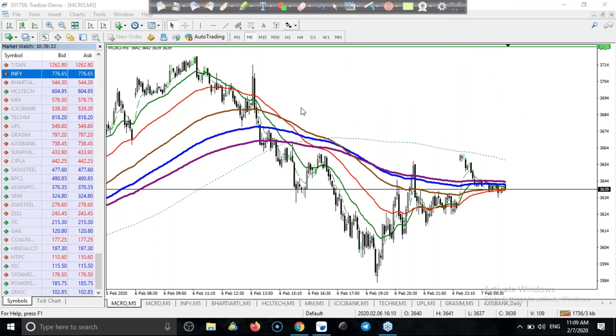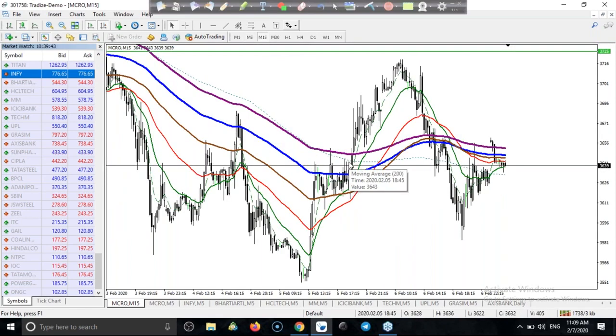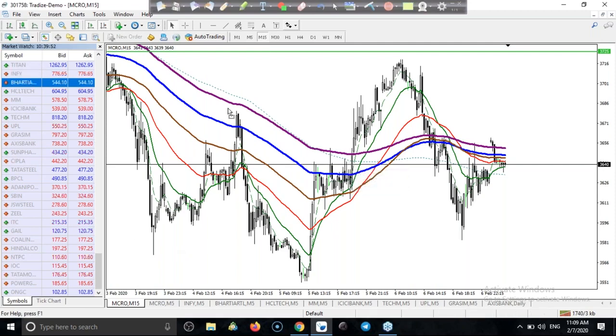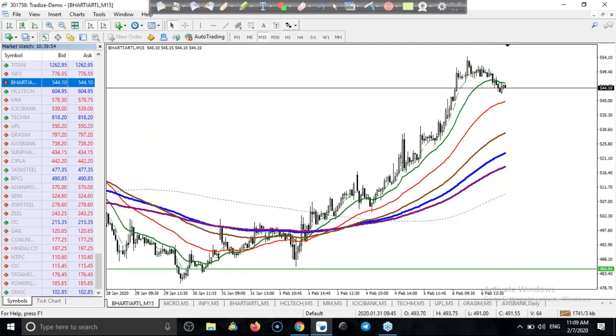All right, let me show you. Now you can see this is NP. First I took NP on the 15 minute chart. There is no clear trend, so I will skip NP. I don't want to trade in NP. Next, let me check it. Now you can see this is Bharti Airtel. Bharti Airtel is running in an uptrend on the 15 minute chart.